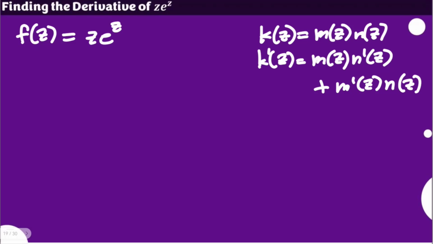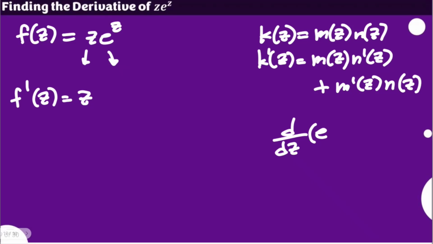In this case, this would be our first function. This will be our second function. So the first derivative of this is writing the first function z. And what is the derivative of the second function, which is e to the power of z? It's actually just itself. That's the rule that we learned for e to the power of z. So we have here e to the power of z.